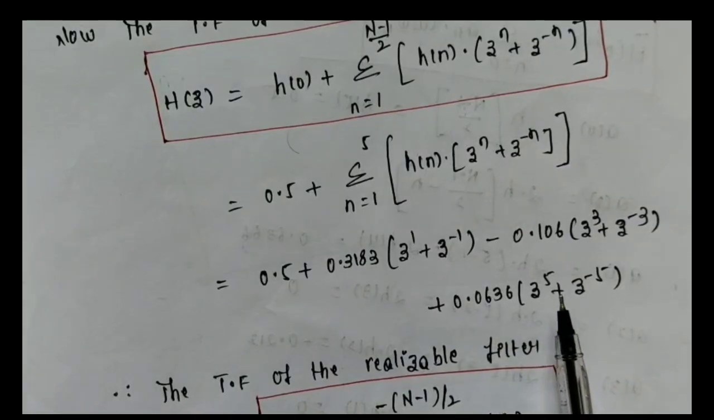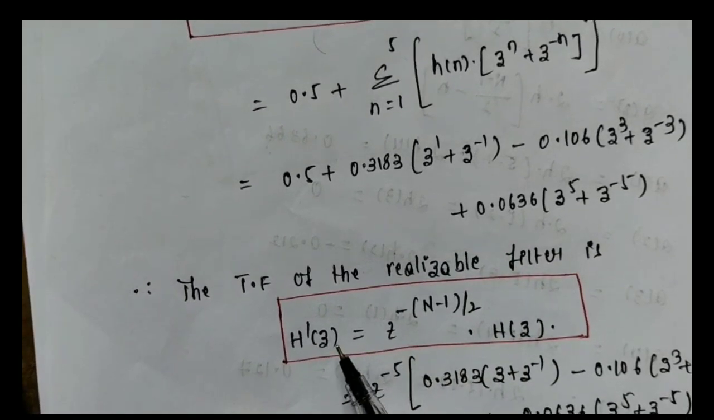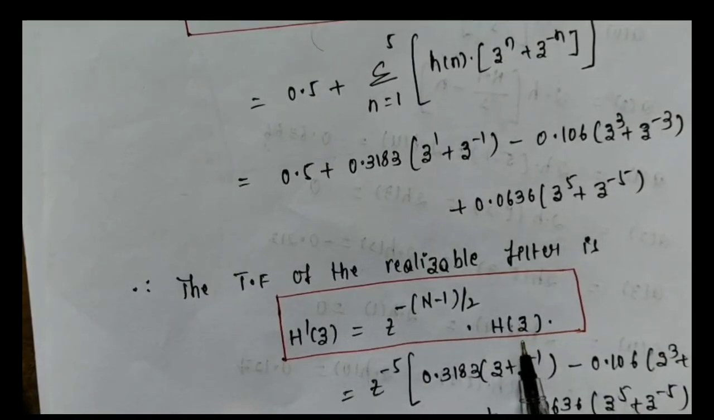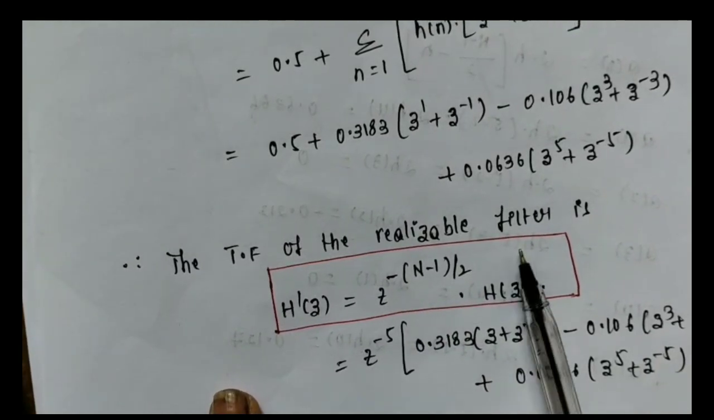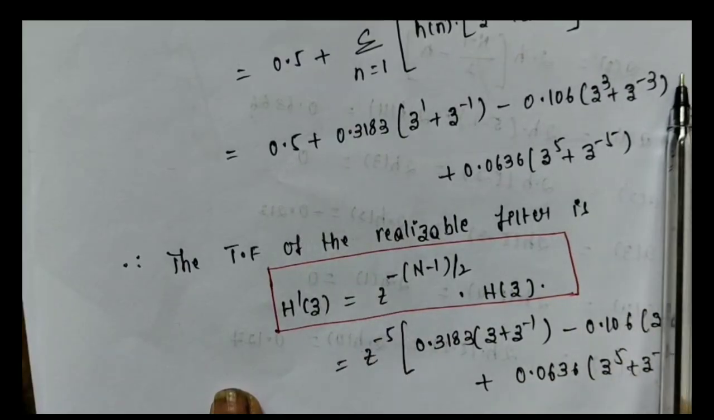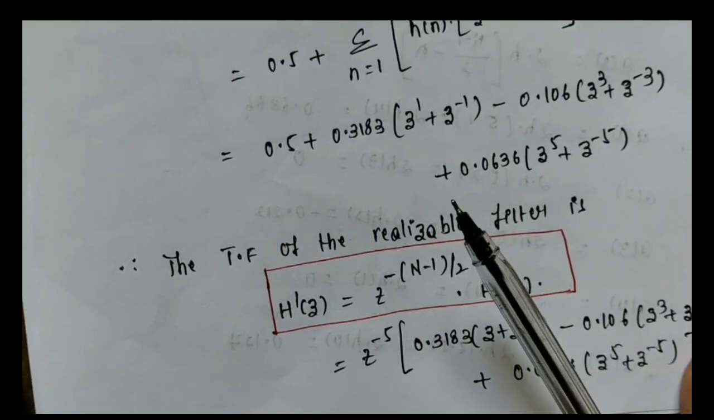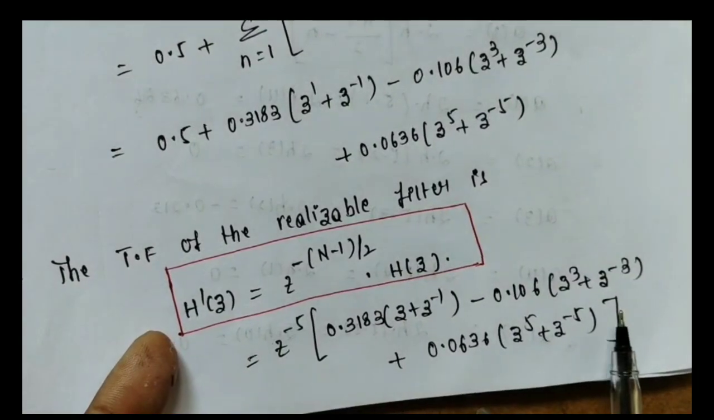Okay, this is the transfer function, but we have to find out the transfer function of the realizable filter. For that, the formula is h bar of z is equal to z power minus of n minus 1 by 2 into h of z. So n is equal to 11, 11 minus 1 is 10, 10 by 2 means 5. So total z power minus 5 times h of z. The h of z value we have derived just now. If you substitute the h of z value, you will get this. This is the h of z value, you can note down.